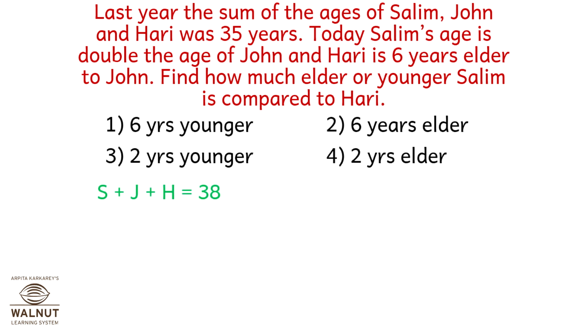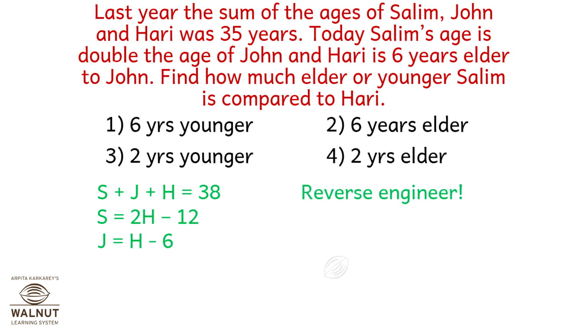Now S plus J plus H is 38. So we also know that S is 2 times J and H is J plus 6. So we know that J is S upon 2 and J is H minus 6. We now equate those to get S is equal to 2H minus 12. Let's keep that in mind. Now we know S plus J plus H is 38 this year. Now S is equal to 2H minus 12. J is H minus 6.